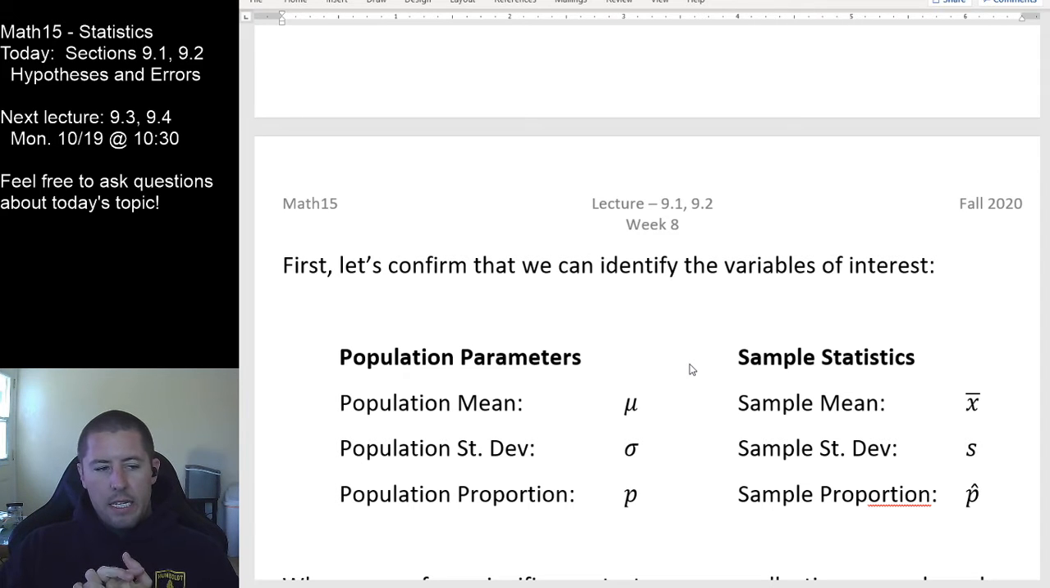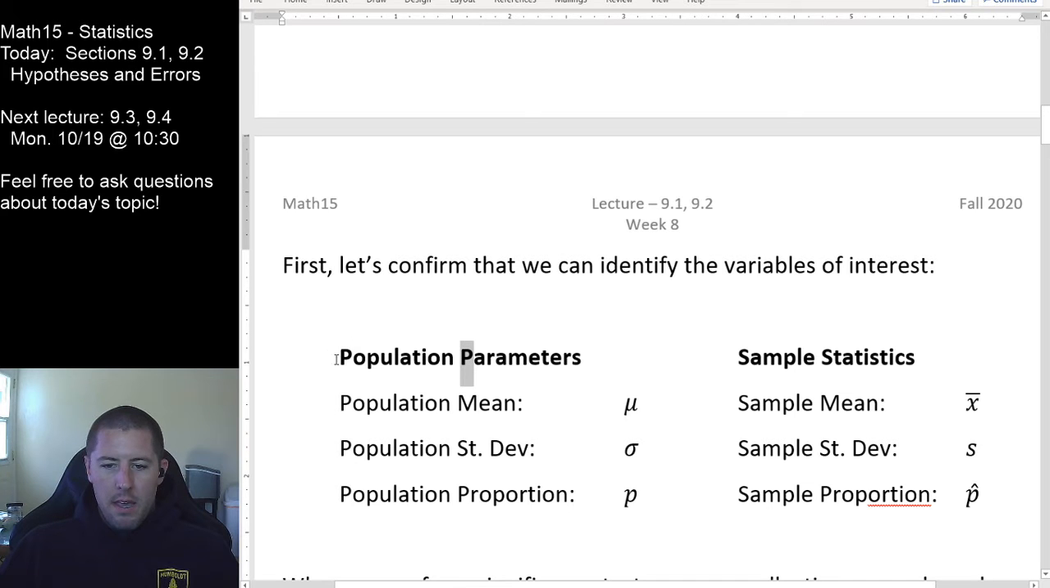We want to make sure that we can distinguish in our minds the population parameters relative to sample statistics here. The nice thing for me is that I can always remember which things are parameters, which things are statistics. Parameters with a P are always describing the entire population with a P. Statistics that we have computed are always computed relative to the sample that we've drawn. So statistics are associated with a sample, a small piece of the population. Parameters are describing the entirety of the population.